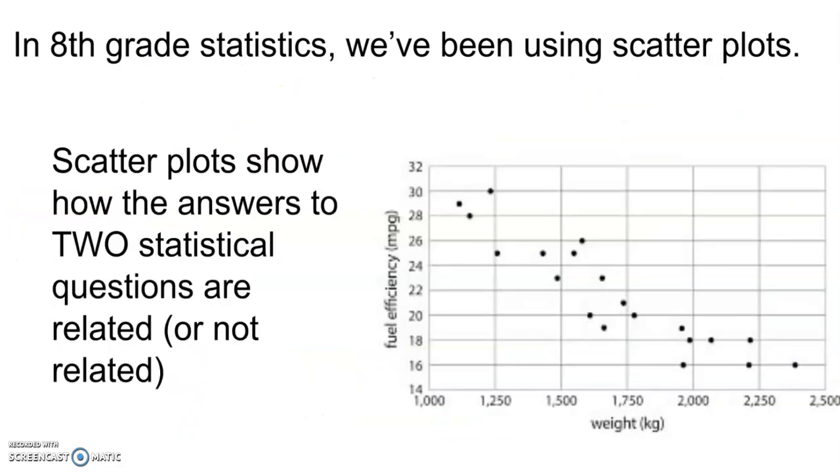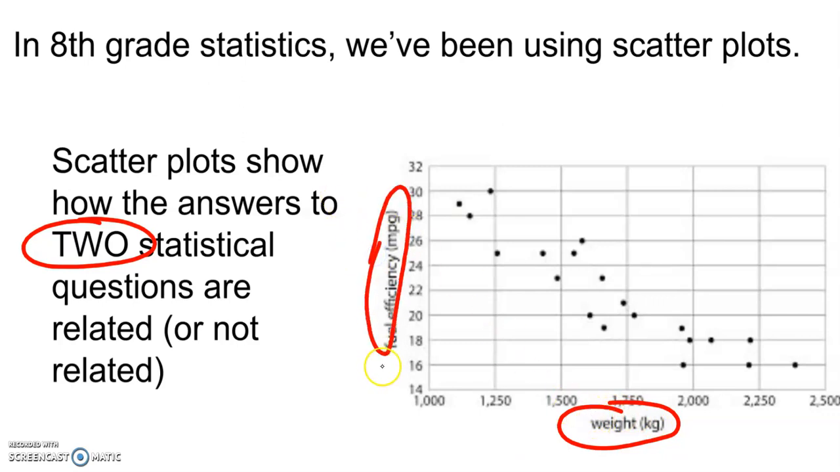And in 8th grade statistics so far, we've been using scatter plots, and scatter plots show how to answer two statistical questions that are related or possibly not related. So for instance, this scatter plot answers two statistical questions. How much did whatever we're measuring here weigh? I guess it's a car. And how many miles per gallon did the car get? If we take any single piece of data, it shows us the answer to two statistical questions at the same time. Scatter plots let us do that.